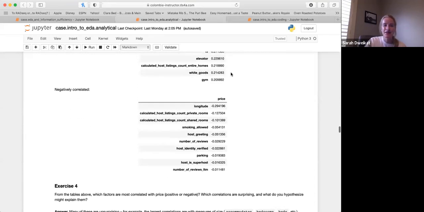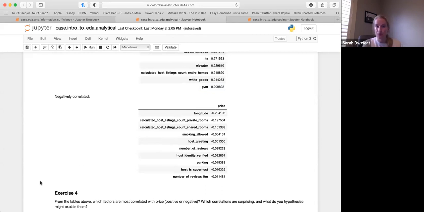Anyway, let's move on to exercise 4. From the tables above, which factors are most correlated with price, either positive or negative? Which correlations are surprising, and what do you hypothesize might explain them? So that's a couple of things to answer here. Which ones are most correlated with price, either positive or negative? Which ones seem surprising to you? And what do you hypothesize might explain them?